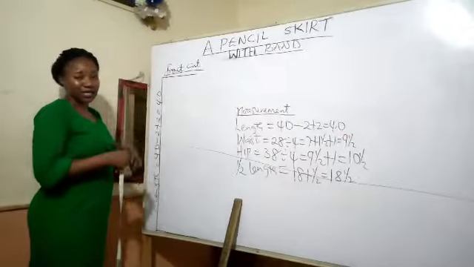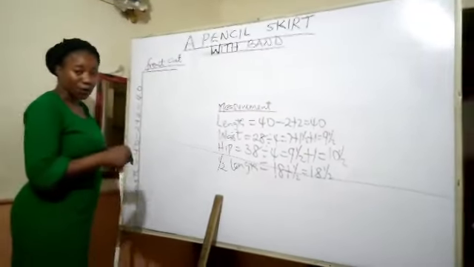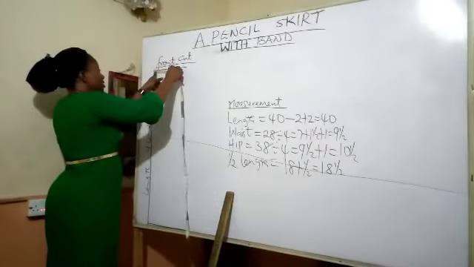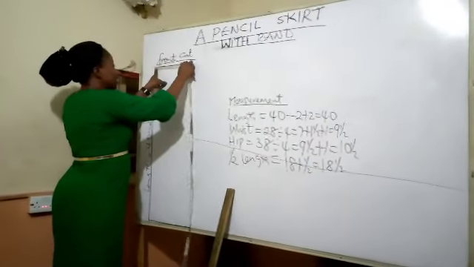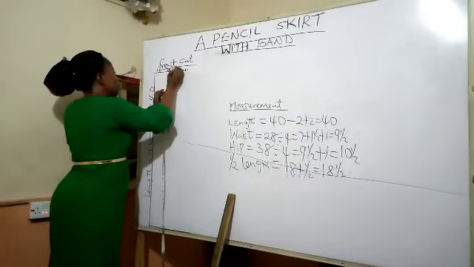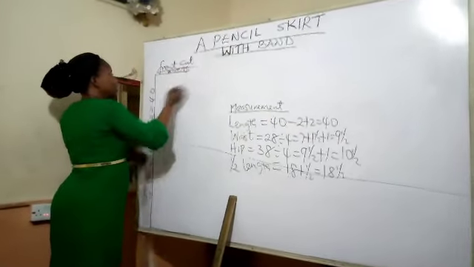Now the upper part of our skirt, we normally measure the waist. The calculated waist, we are going to start from this line. The calculated waist is 9.5. Now we say waist is equal to 9.5. This is the calculated waist.